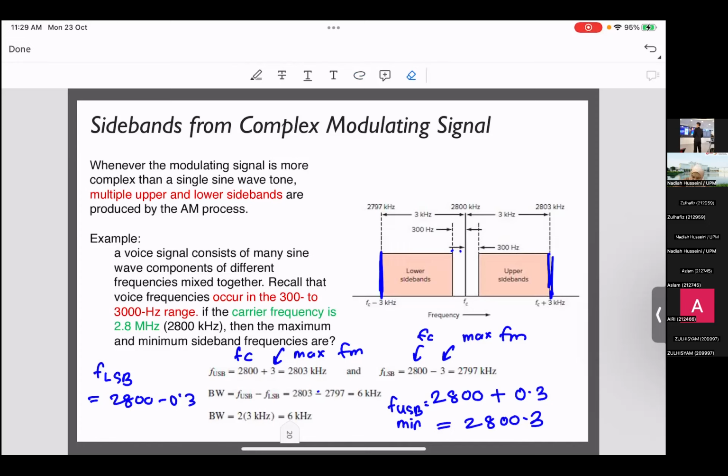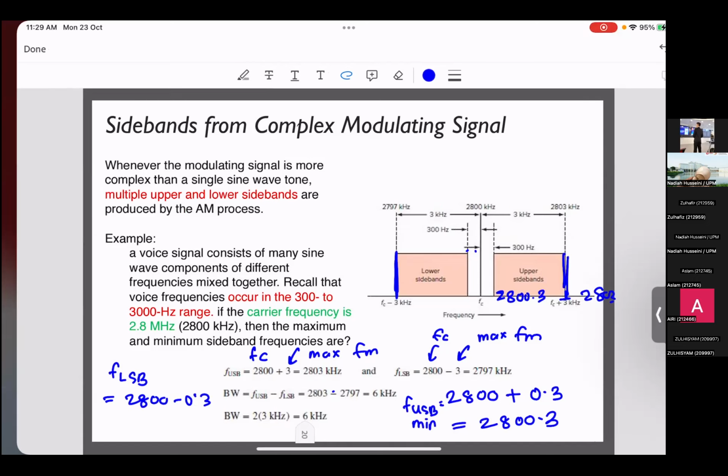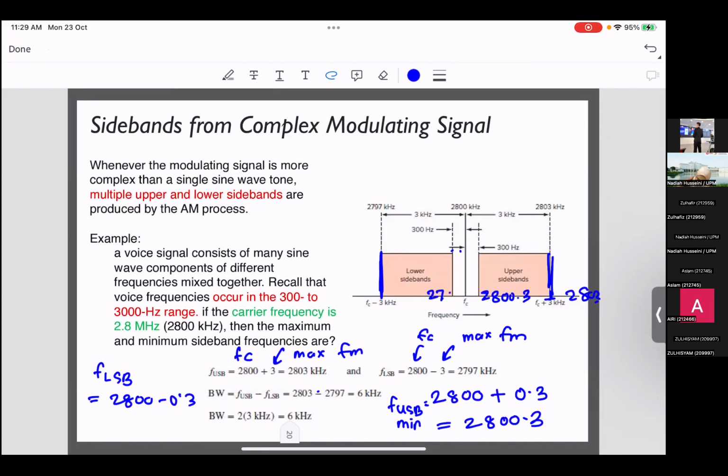So the range for the upper sideband is between 2,800.3 and 2,803. And for the lower sideband, this is 2,799.7, I think, and this is 2,797. So the range is between 2,797 and 2,799.7, if my math is correct. This is the lower sideband range.